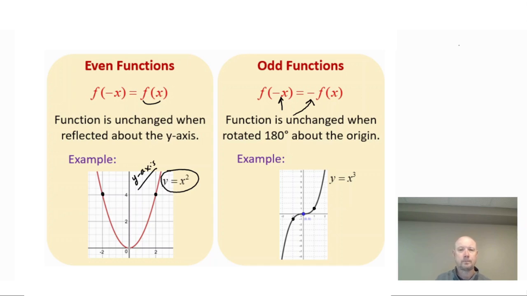Now, there are some cases where it's neither. If you have some signs that change and some signs that remain the same, a mix, that means it's neither, and we're not going to be able to determine y-axis or origin symmetry if that's the case. Okay? All right, let's look at some examples.